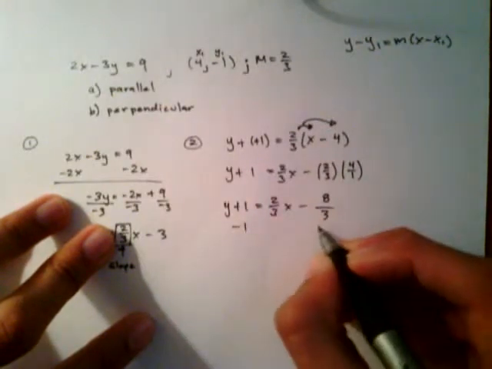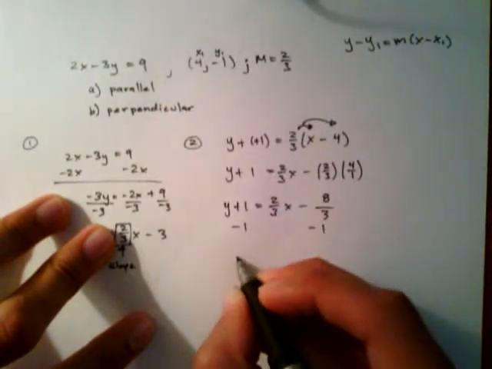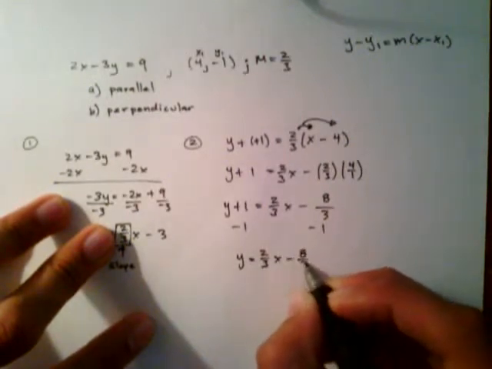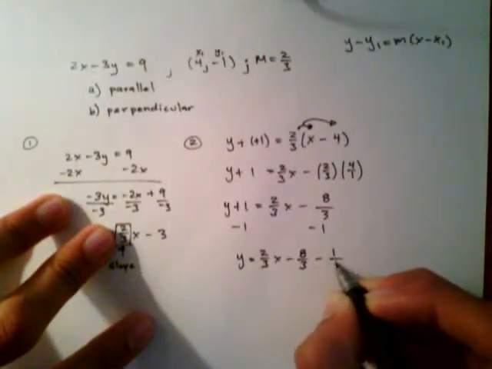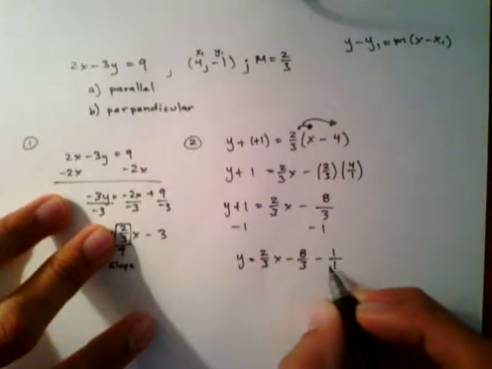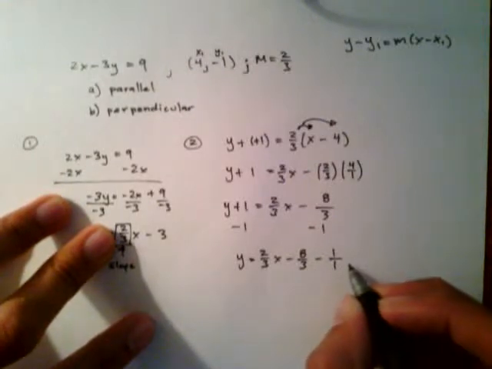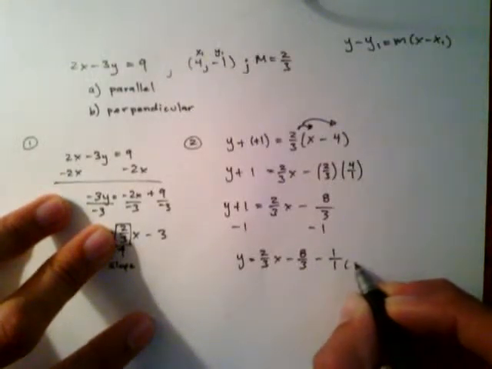Next, we want to isolate our variable, so we're going to subtract 1. Y is equal to 2/3 x minus 8/3 minus 1 over 1. Yet again, in order to combine these two terms, we must establish a common denominator. The LCD between 3 and 1 is 3. The LCM, sorry.